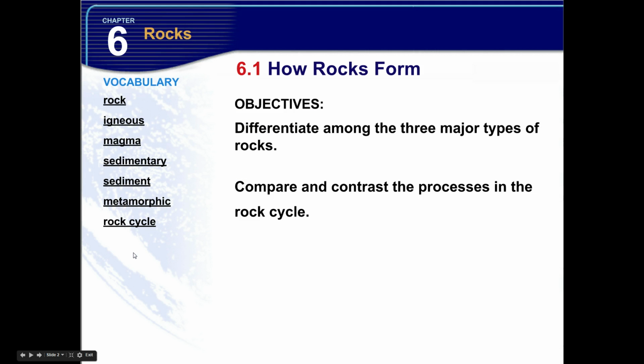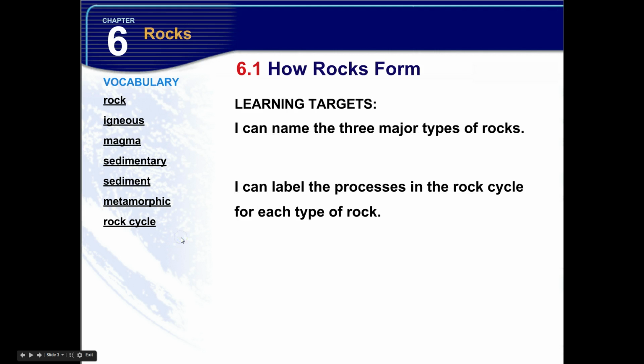Now our objectives for 6.1: differentiate among the three major types of rocks, and compare and contrast the processes in the rock cycle. Here's a vocabulary list. Now we have something called a learning target. This is what you should be able to do as a student after this section. So first, I can name the three major types of rocks. Then I can label the processes in the rock cycle for each type of rock.